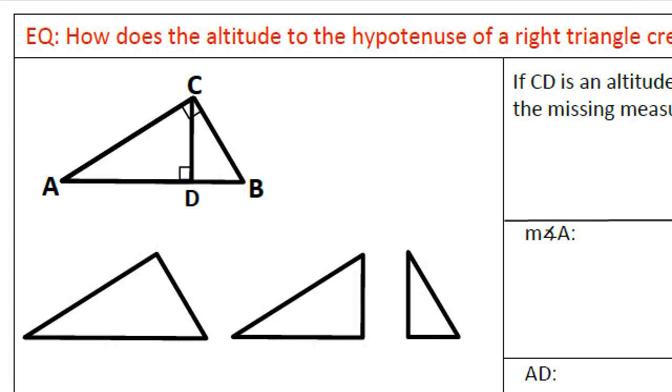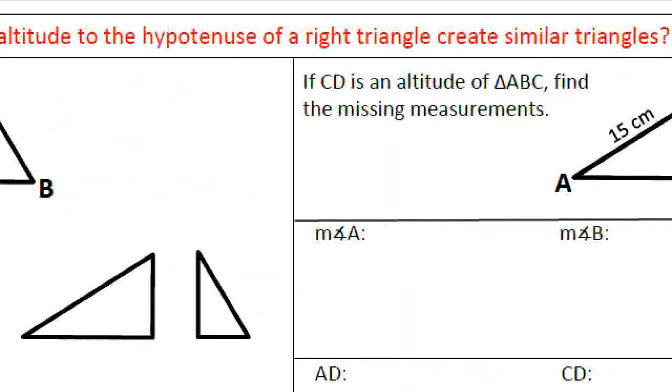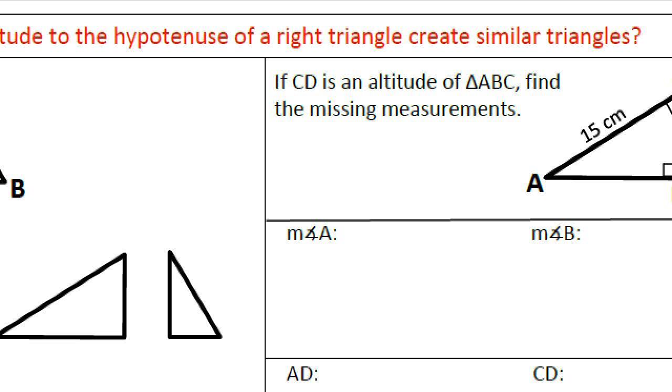This video is going to cover the section in your trigonometry flipbook called Right Triangle Similarity, and this is in section 2, the top flap of your book. And here's your essential question: how does the altitude to the hypotenuse of a right triangle create similar triangles?